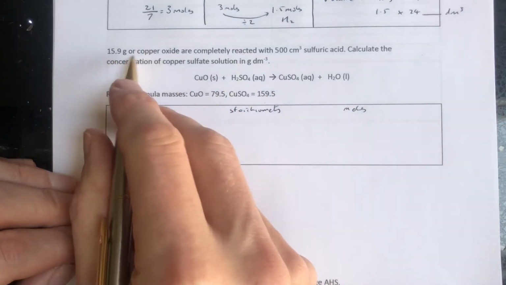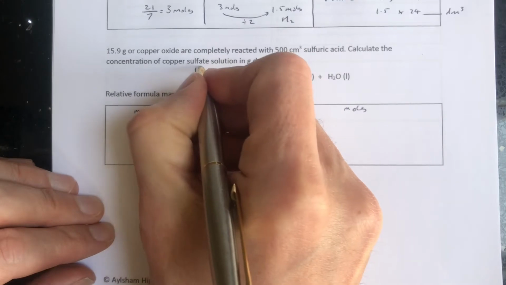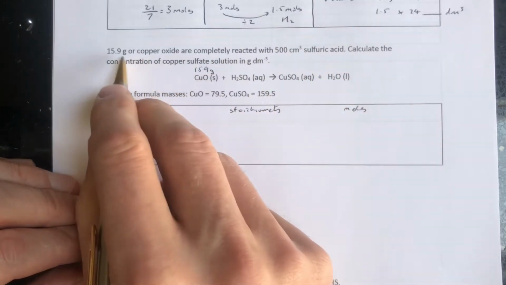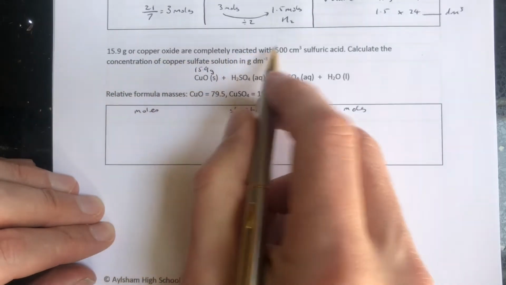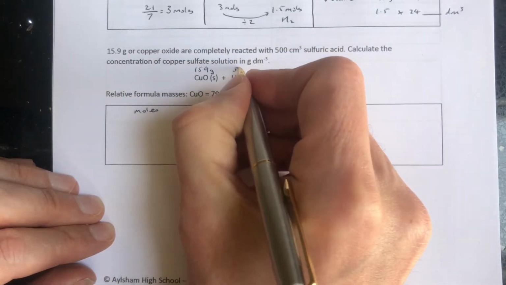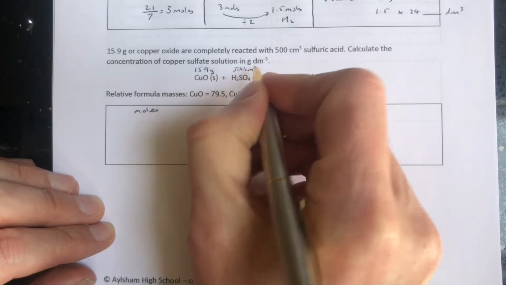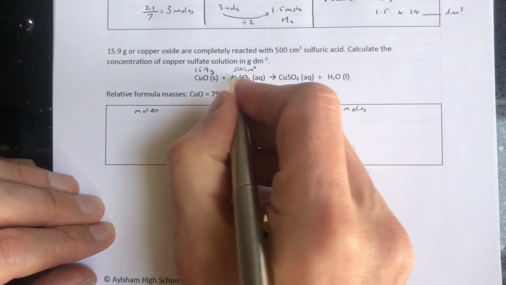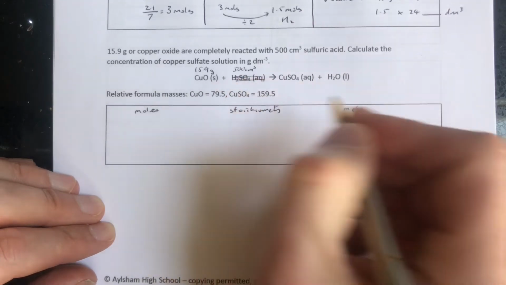So it says 15.9 grams copper oxide. Let's write that on top of the copper oxide there, 15.9 grams. So we've got a mass of copper oxide, 15.9 grams, completely reacted with 500 centimetre cubed. Now it says completely reacted, so we can assume that's an excess, so we can essentially cross it out of the equation for the stoichiometry stage.